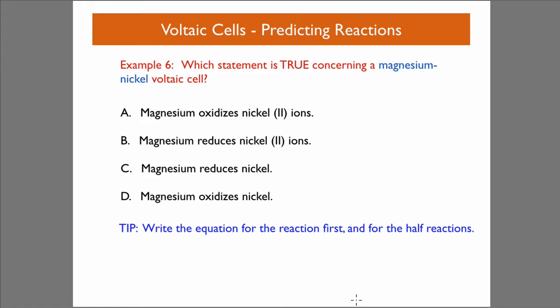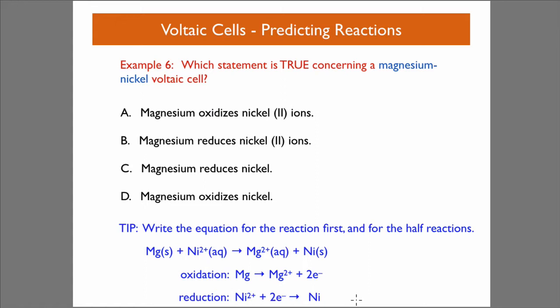Example 6. Which statement is true concerning a magnesium nickel voltaic cell? Magnesium oxidizes nickel 2 ions. Magnesium reduces nickel 2 ions. Magnesium reduces nickel. Magnesium oxidizes nickel. So let's write the reaction first, and for the half reactions, have a think about it.